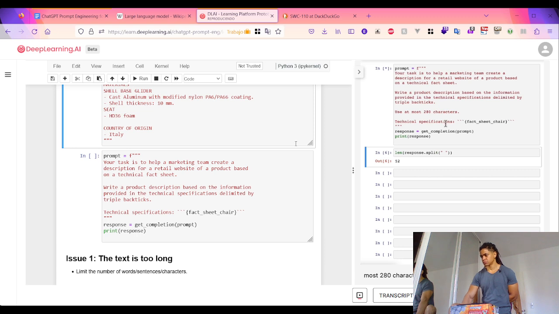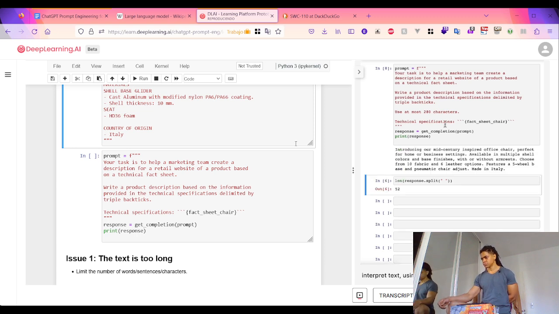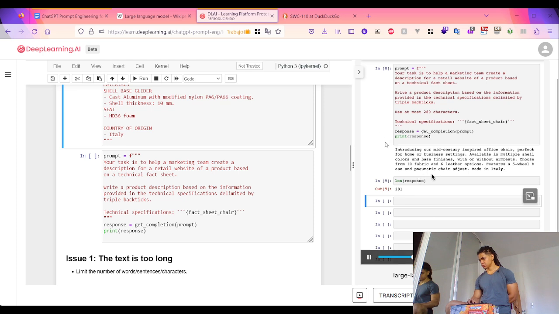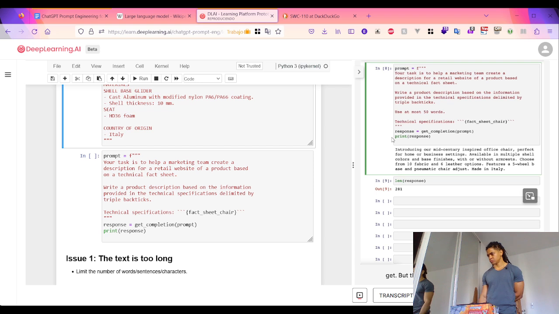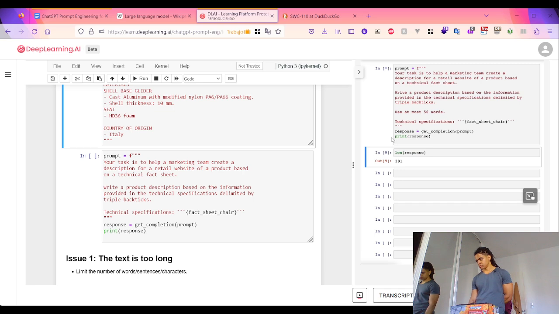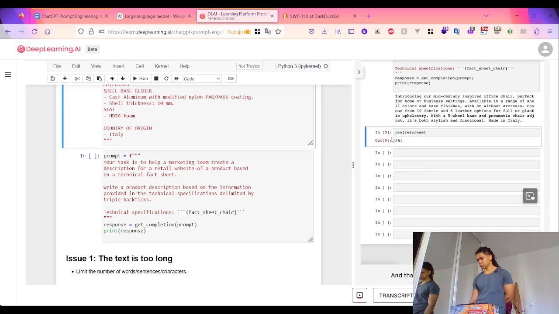Large language models, because of the way they interpret text using something called a tokenizer, which I won't talk about, tend to be so-so at counting characters. But let's see, 281 characters. It's actually surprisingly close. Usually a large language model doesn't get it quite this close. But these are different ways you can play with to try to control the length of the output that you get. But let me just switch it back to use at most 50 words. And there's that result that we had just now.